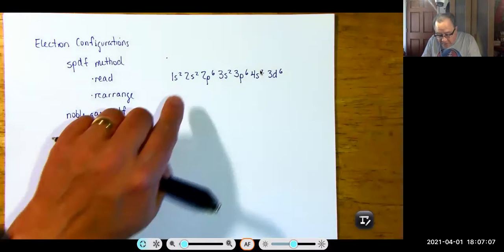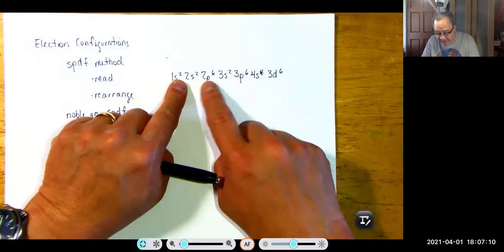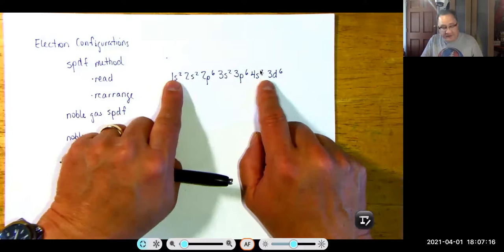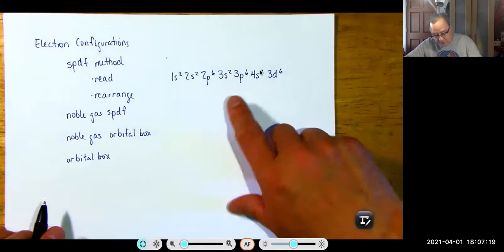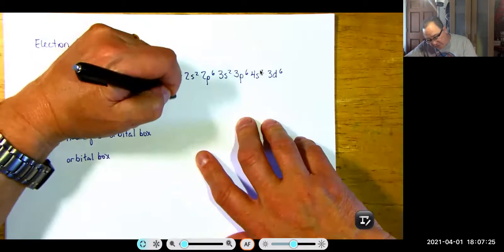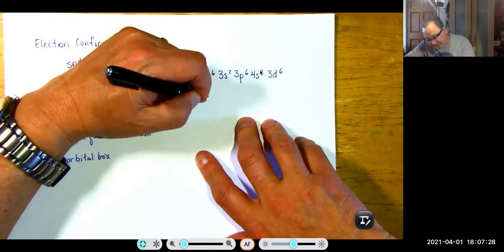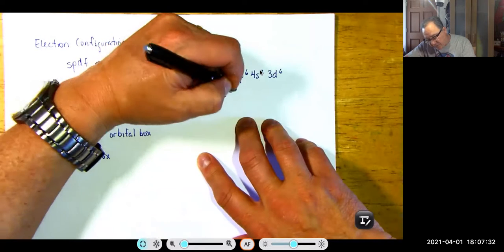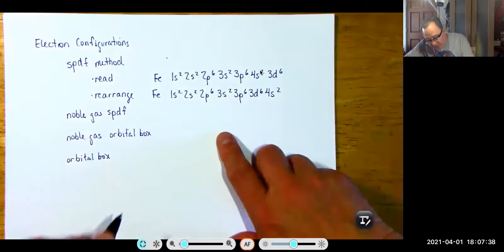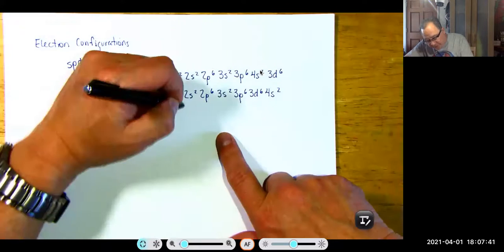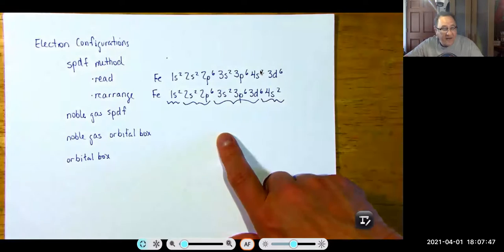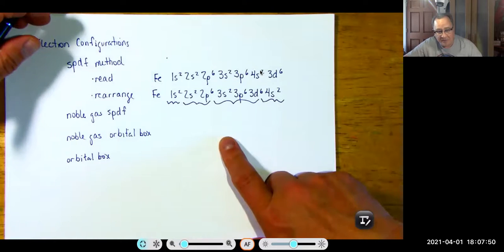And when you add these all up, the first three, 2, 2, and 6 add up to 10. The next three, 2, 6, and 2 add up to 10. So that's 20 and 6. So that's the first part you would do for iron. And then to rearrange, you would write 1s2, 2s2, 2p6, 3s2, 3p6, 3d6, and then 4s2. The point is that you want to write all the ones first, then the twos, then the threes, then the fours, and if there are, then the fives. So that's the rearrange part.